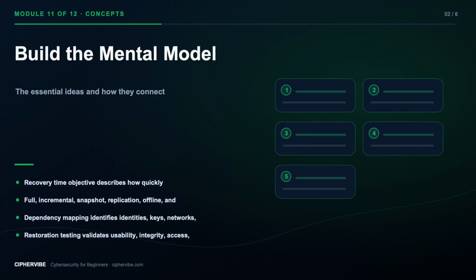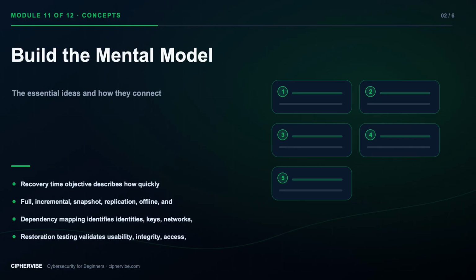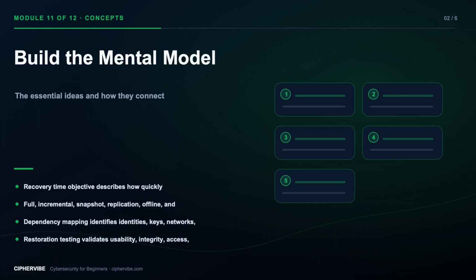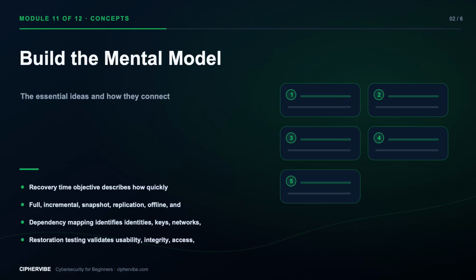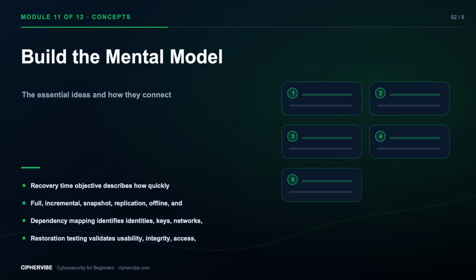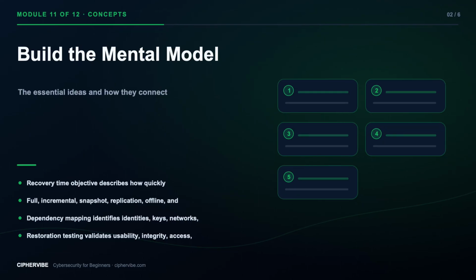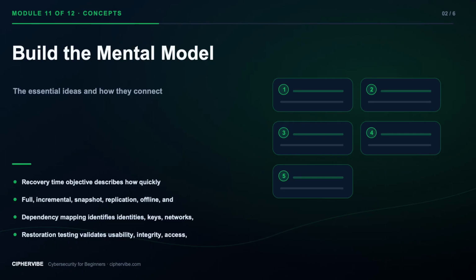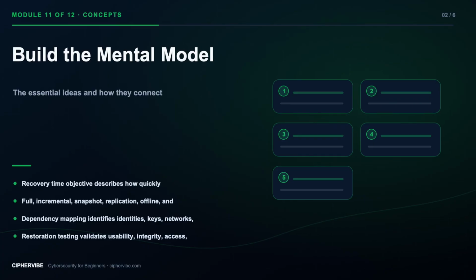Start with 4 concepts that provide the vocabulary for resilience, backups, and recovery. First, recovery time objective describes how quickly a service should return, while recovery point objective describes acceptable data loss. Second, full, incremental, snapshot, replication, offline, and immutable copies serve different recovery and threat scenarios. Third, dependency mapping identifies identities, keys, networks, vendors, data, and people required before a service can function. Fourth, restoration testing validates usability, integrity, access, performance, and operational sequencing.